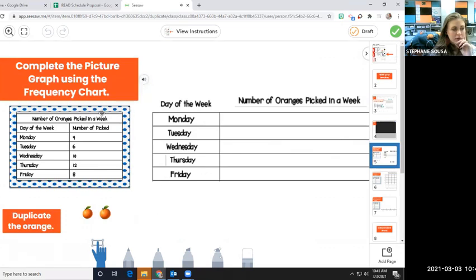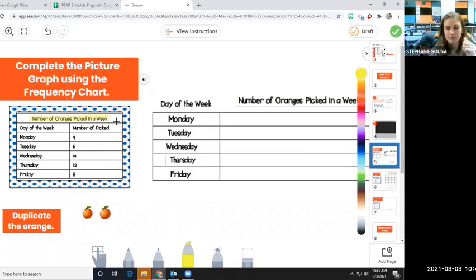Okay, so here we have a frequency chart over here. Let's take a look at what our data is about. Number of oranges picked in a week. I notice that we have categories of the days of the week, and we have the number picked, which is our data. Let's go ahead and color code what we notice is the same. Take a look at our title. Highlight your title on your frequency chart yellow. Now take a look at your title over here on the graph that's been filled in for you. Notice that the title matches.